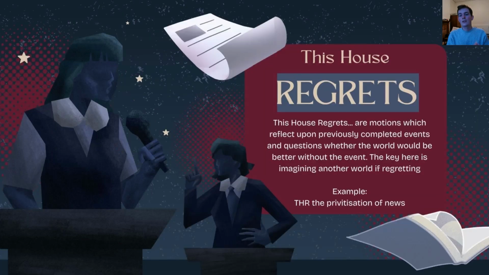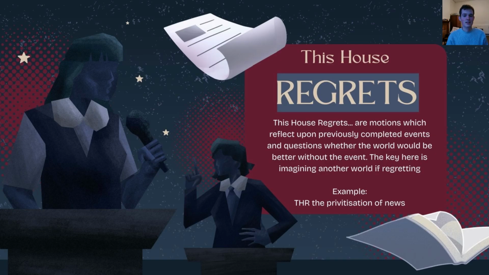Moving on, we have this House regrets motions. This is really getting into what I personally feel to be quite juicy, interesting motions. These are motions which reflect upon previously completed events and question whether or not the world would actually be better off without the event taking place. So what does this actually mean?